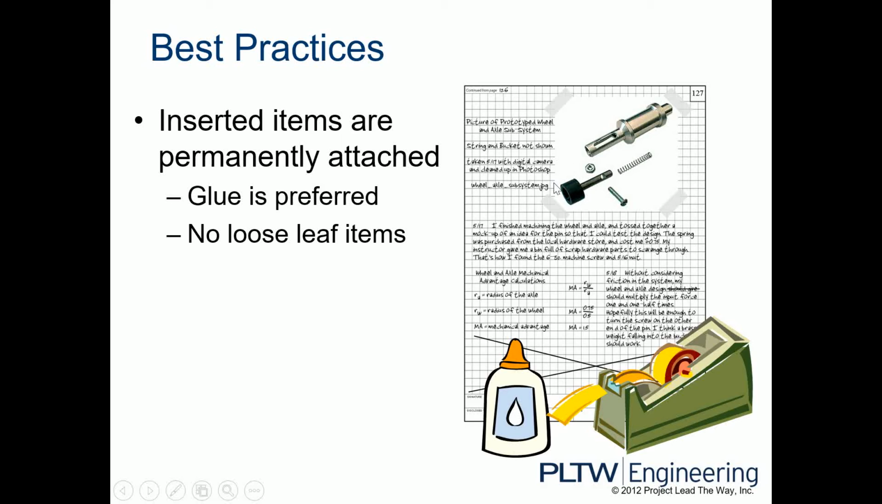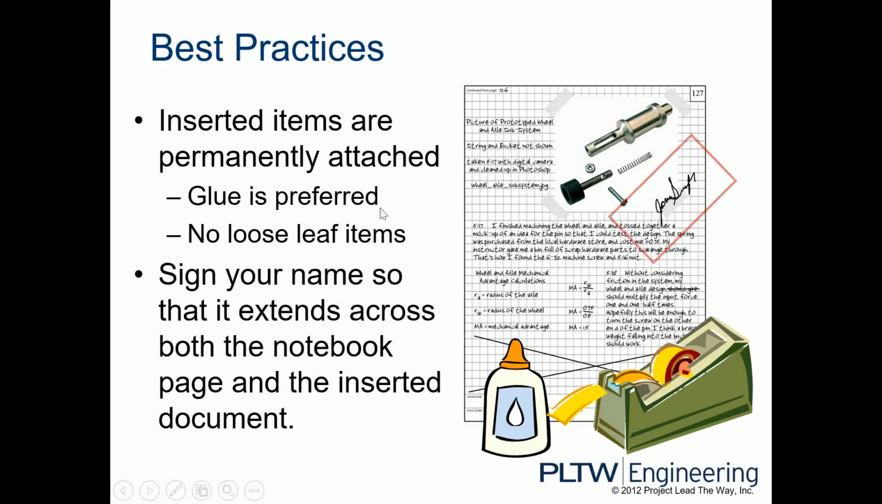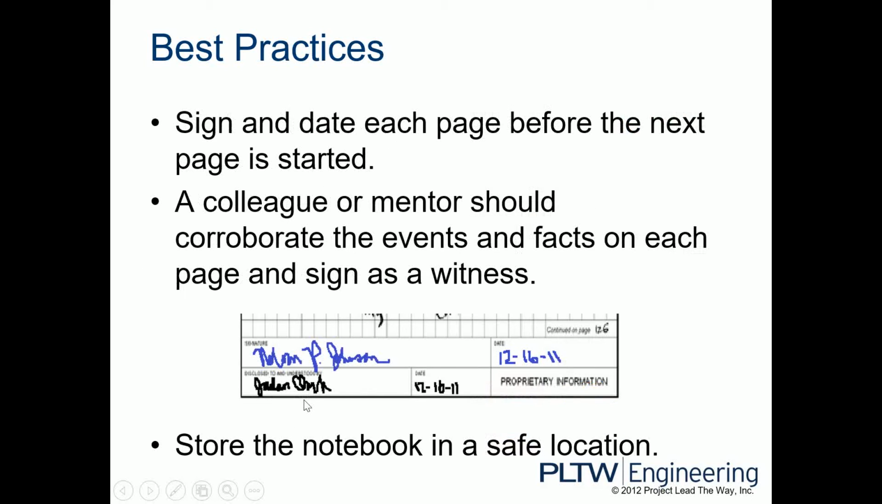And then you also want to date where you signed it. So you're going to sign it across the tape, the paper, and the notebook, and then put a date there as well, kind of on both. Again, you want to sign your name so it extends across both the notebook page and the inserted document, and I think on the tape as well. Sign and date each page before you go to the next page. Again, just like they did in here. This is the designer who signed here and dated it. Now, on a traditional engineering notebook, you're supposed to sign and have a witness sign and date, but we're not going to worry about that, and we're not going to worry about the proprietary information signature either.